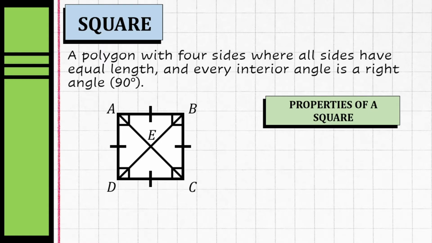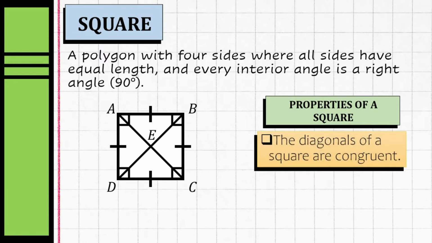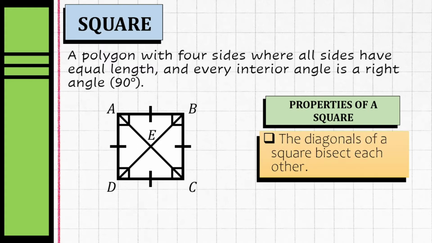Next, let's talk about the diagonals of a square. Just like a rectangle, the diagonals of a square are congruent. So we can say that diagonal AC is congruent to diagonal BD. The diagonals of a square bisect each other, just like a parallelogram. So we can say that segment AE is congruent to segment CE and segment BE is congruent to segment DE.